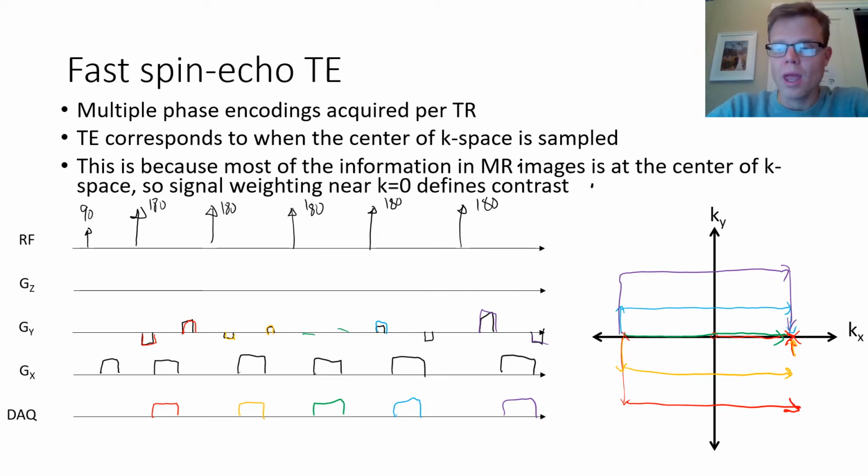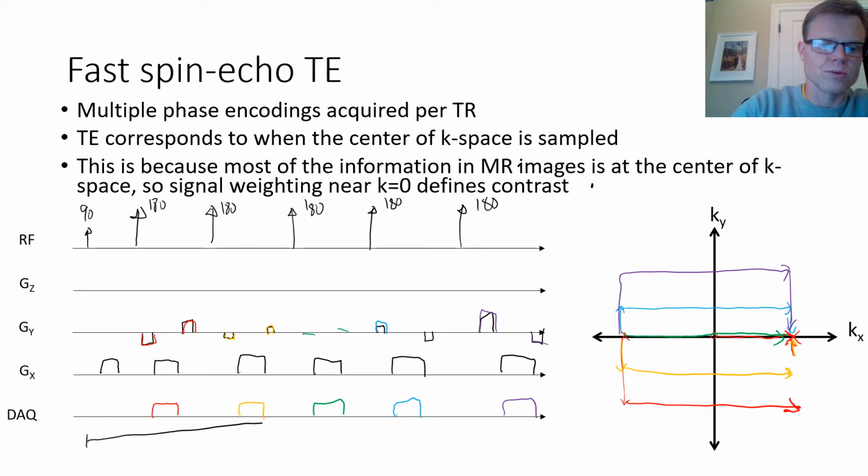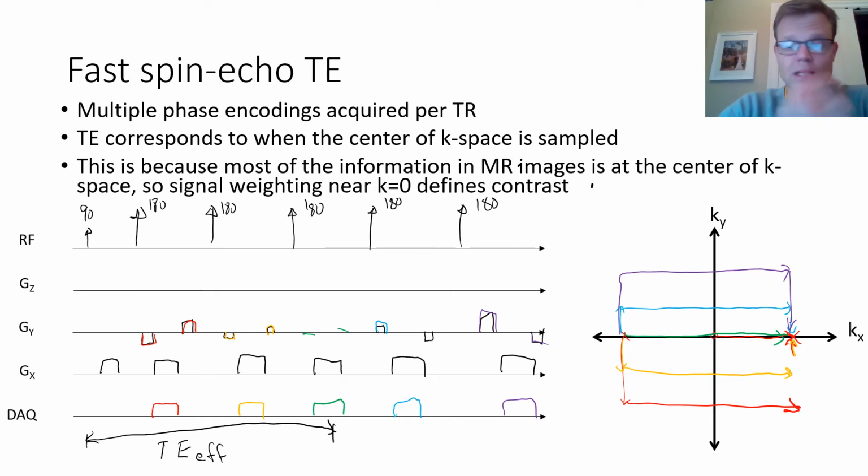And it turns out that our echo time or effective echo time is going to correspond to when we go the closest to the center of K-space. And sometimes I'll use this notation again, TE effective. In this case, it's the green data acquisition window here, where we're going right through the center of K-space.